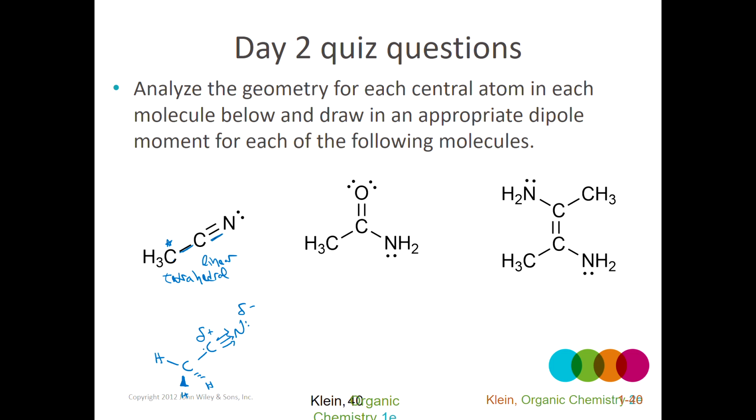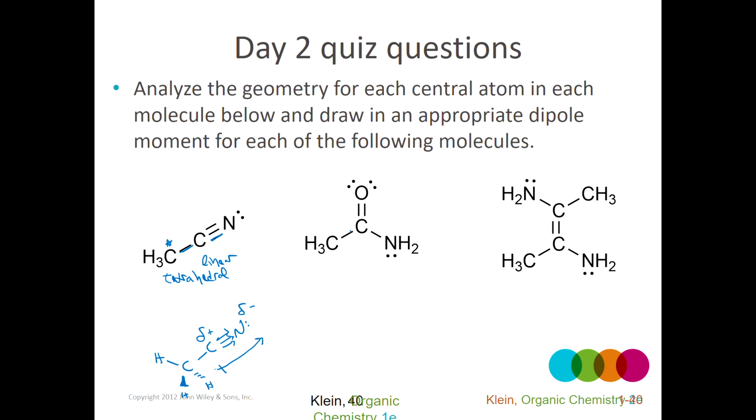The CH bonds create maybe some minimal partial charges, but they're not going to be even very relevant compared to the large partial charges here. So my polarity is going to go in that direction, and I can show it with the negative end of the arrow or the negative symbol, and then the positive end of the arrow or the positive symbol.